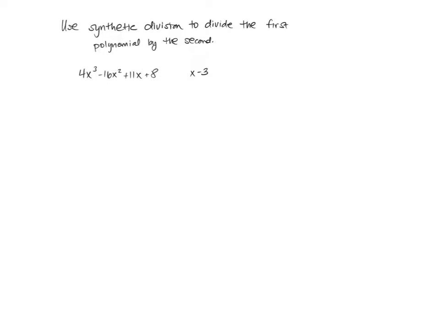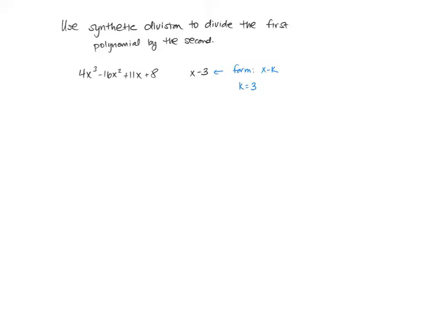Let's consider how we can use synthetic division to divide polynomials. So we want to divide 4x cubed minus 16x squared plus 11x plus 8 by the binomial x minus 3. When we look at this binomial, x minus 3, we want to think of it in the form x minus k. So here, our k is equal to a positive 3. When we have x minus 3, we think of our value of k as positive 3.